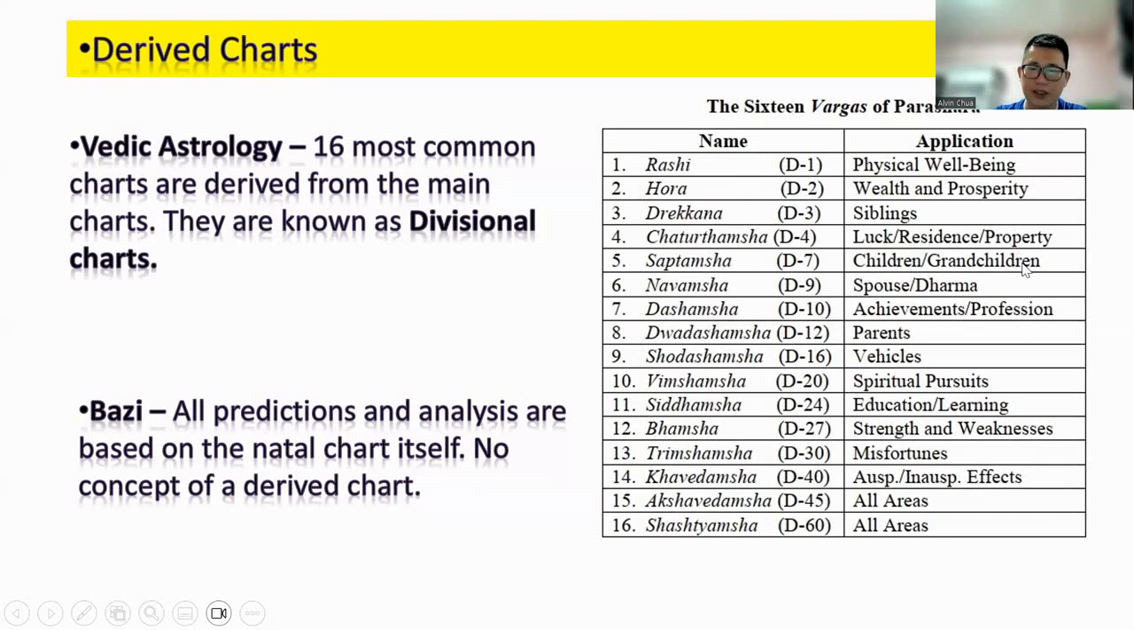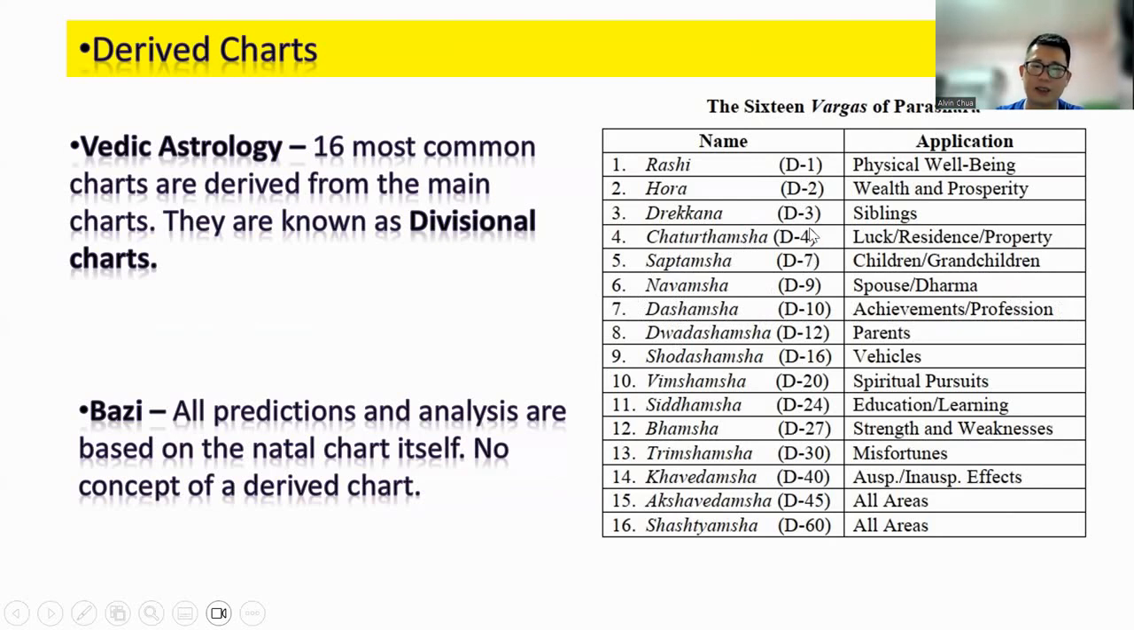Each of these charts is for us to zoom in on certain areas of their life. Let's say we are analyzing the career of the person. We look at the natal chart, the D1, and it indicates certain things, but we want to confirm it about the career, so we zoom in on D10, the Dashamsha chart, which is about achievement and profession. So we zoom into the derived chart to make even more accurate predictions.